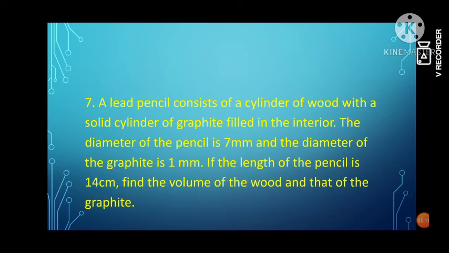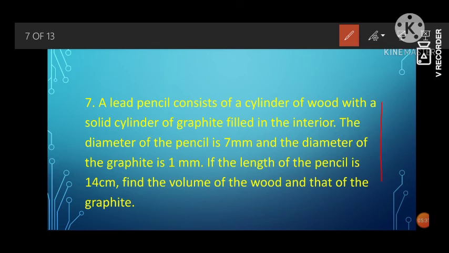Now let us see our sum number 7. Sum number 7 says: a lead pencil consists of a cylindrical wood with a solid cylinder of graphite filled in the interior. As you know and have always seen, in a pencil the middle portion is the graphite part with which we write. So this filled part is the graphite part, and the blank part is the wooden part of the pencil.